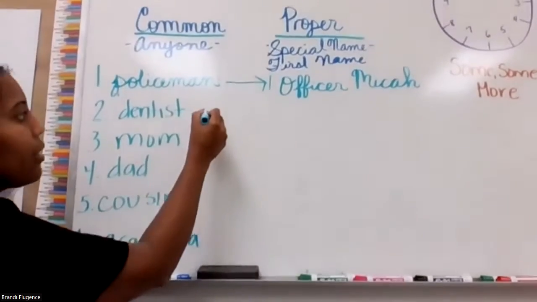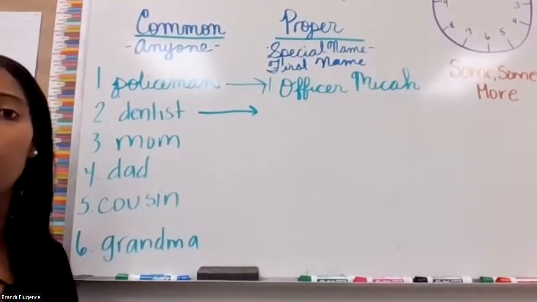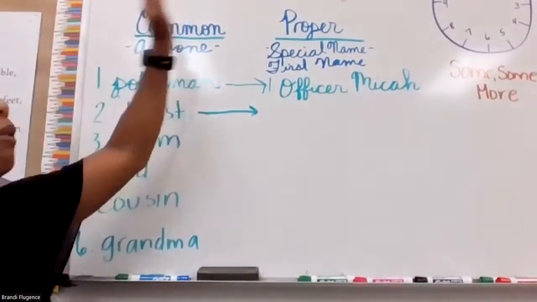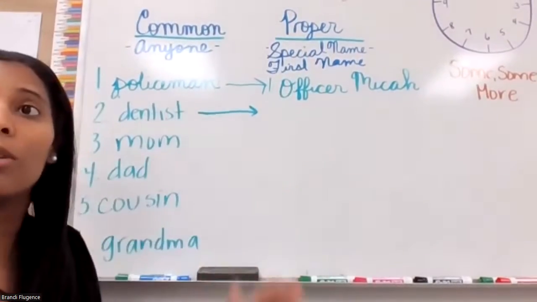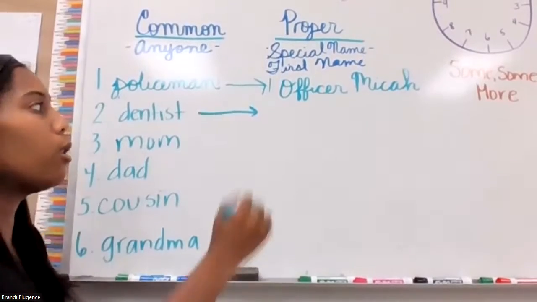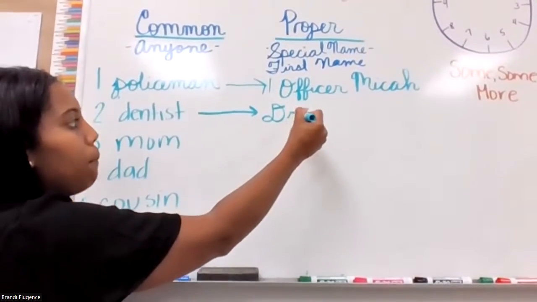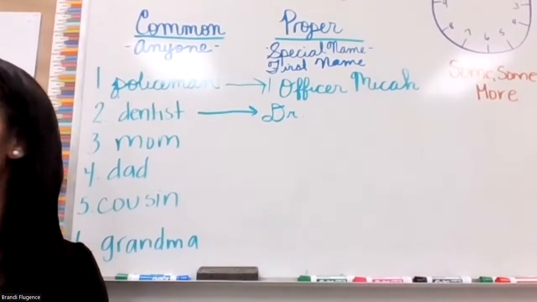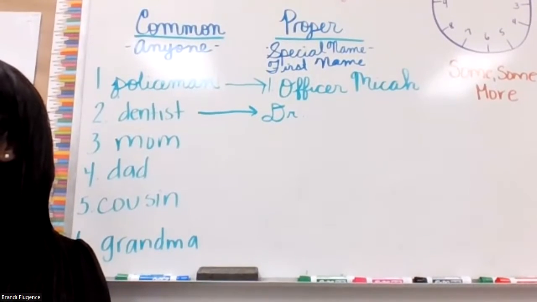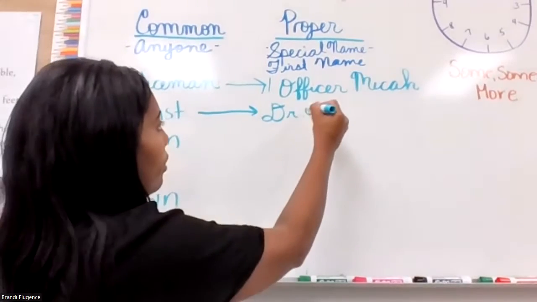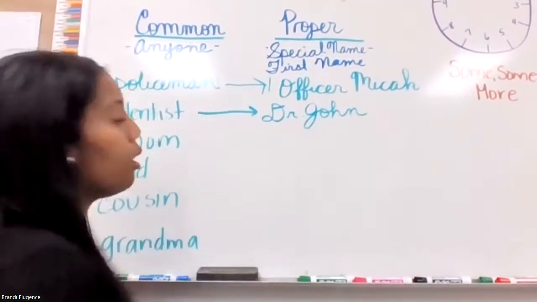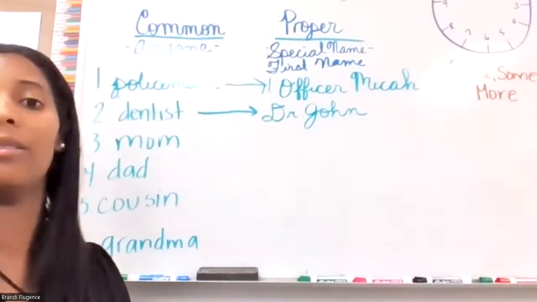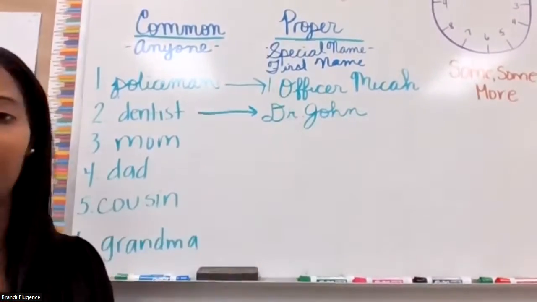Next, we have dentist. So we can say I went to the dentist. We could be talking about any dentist. But now what I want to do is talk about an actual dentist. So we always refer to dentists as doctor. So what can we name a dentist? Doctor what? Doctor. Not anybody's name, not your name. Dr. John. Dr. John. So now we gave the dentist an actual name, Dr. John. See that? That's a proper noun now.